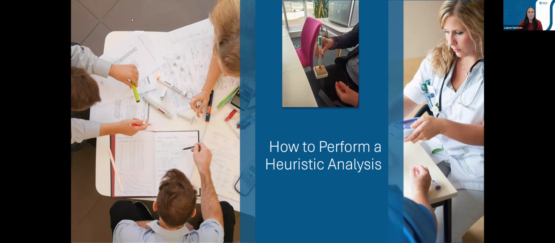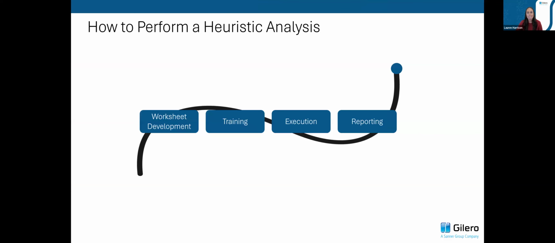So now that we understand heuristics a little bit better and where they can fit into our design plan, I'll walk us through the process of conducting one. So if you want to flip to the next slide, please. There we go. So there are 4 milestones I want to touch on. It's worksheet development, training, actual analysis and execution, and your final reporting.